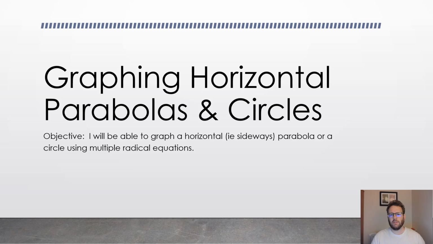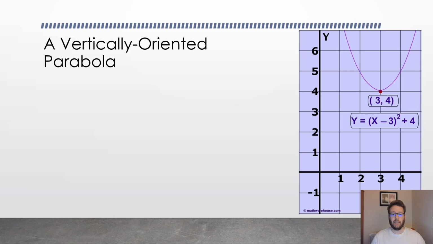So first things first, it's worthwhile to note what it is about something like, say, a vertically oriented parabola that we actually like. So very first thing, it is a function. It passes the vertical line test. So this is very easy for most graphing calculators to deal with, and so it's pretty much a simple scenario.